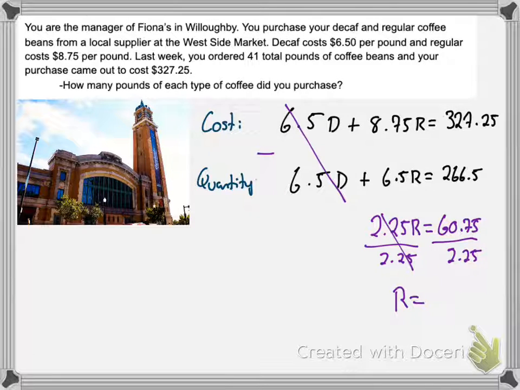Same thing. We're going to get that regular is 27 pounds, meaning that I had to get 14 pounds of decaf. What we're going to work on in class, you're going to try both methods, but what I want you to take away from this is that it doesn't matter which method you choose. Whichever one works best for you, either one will get you to the same result if you do all the steps right.